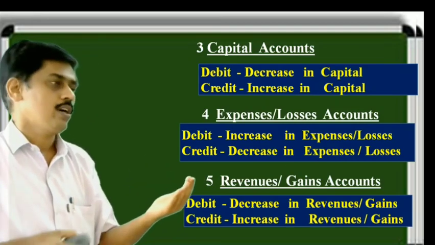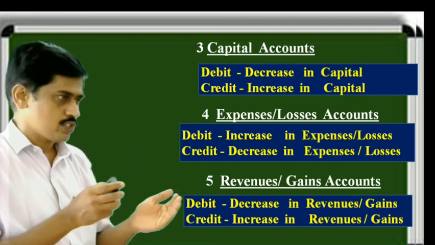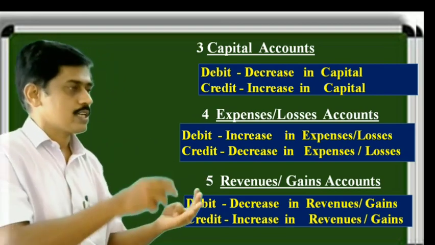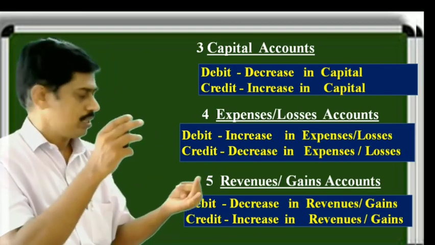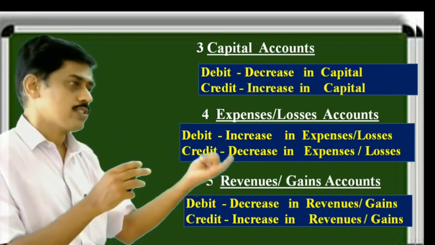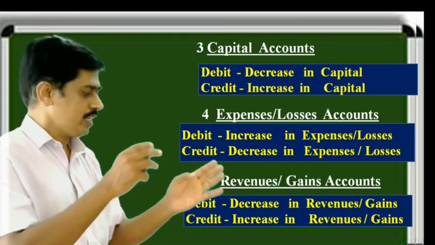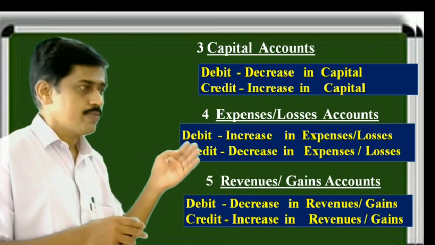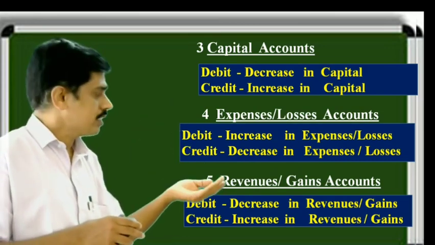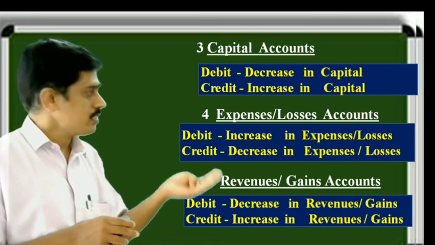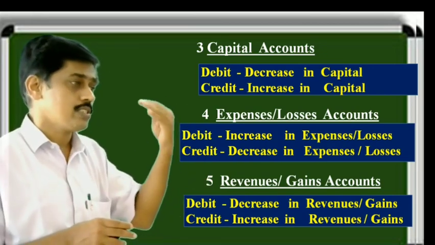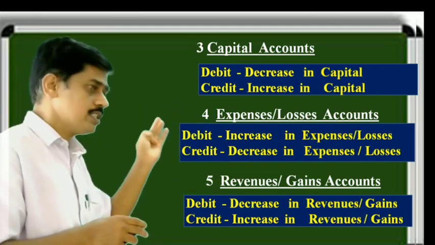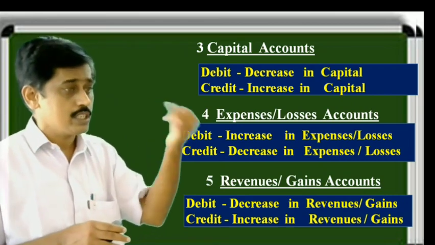Once again I repeat, how many accounts under the modern system? We are supposed to classify the accounts in 5 categories: assets account, liabilities account, capital account, expenses or losses account, and revenues or gains account. In case of assets account, the rule is debit increase in assets; credit decrease in assets. In case of liabilities, debit decrease in liabilities; credit increase in liabilities. And in case of capital, debit decrease in capital; credit increase in capital.